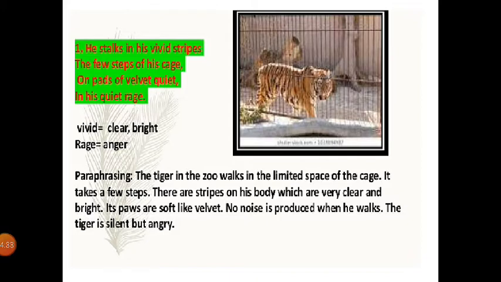The tiger in the zoo walks in the limited space of the cage. It takes a few steps. There are stripes on his body which are very clear and bright. Its paws are soft like velvet. No noise is produced when he walks. The tiger is silent but angry.